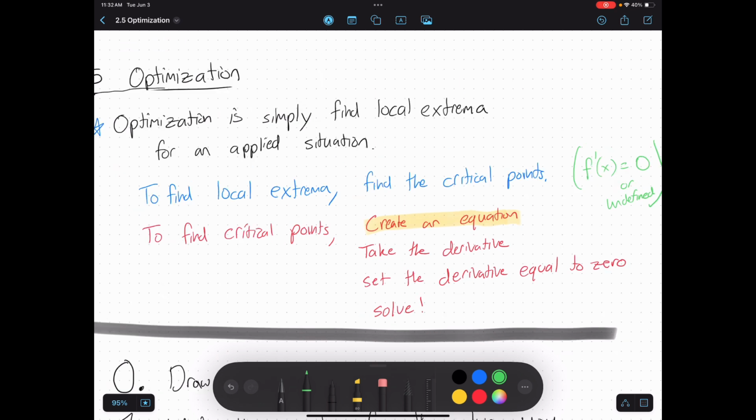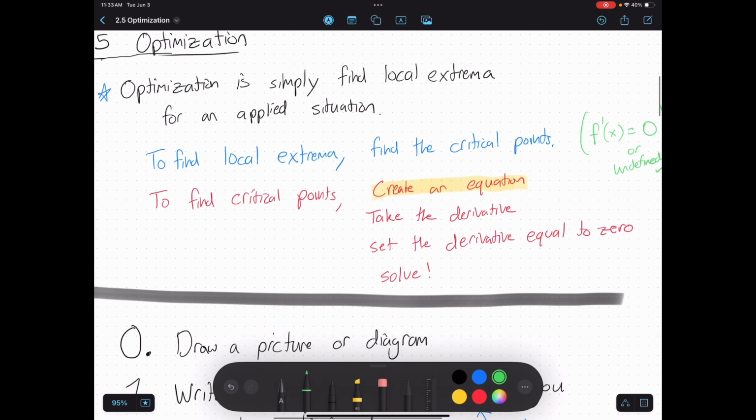Now you'll notice I put in this extra step of create an equation. Back in 2.1, those equations were always given to us, but this process really hinges on having an equation to work with. And in some of these optimization problems and some of these applied scenarios, we're not given an equation and we have to come up with that equation. So once again, that's why we're going to focus on these examples to see how that looks. But to help you out, I did come up with some general steps that you can look at to help you work through these optimization problems.